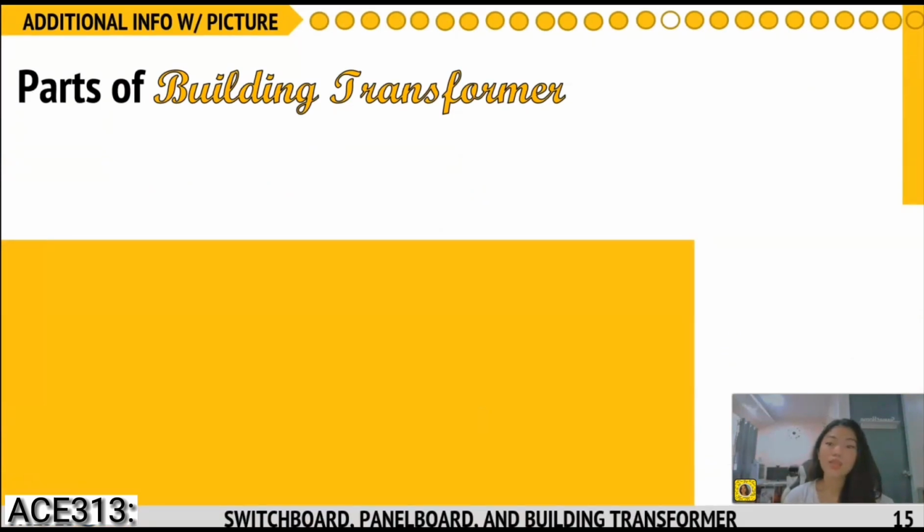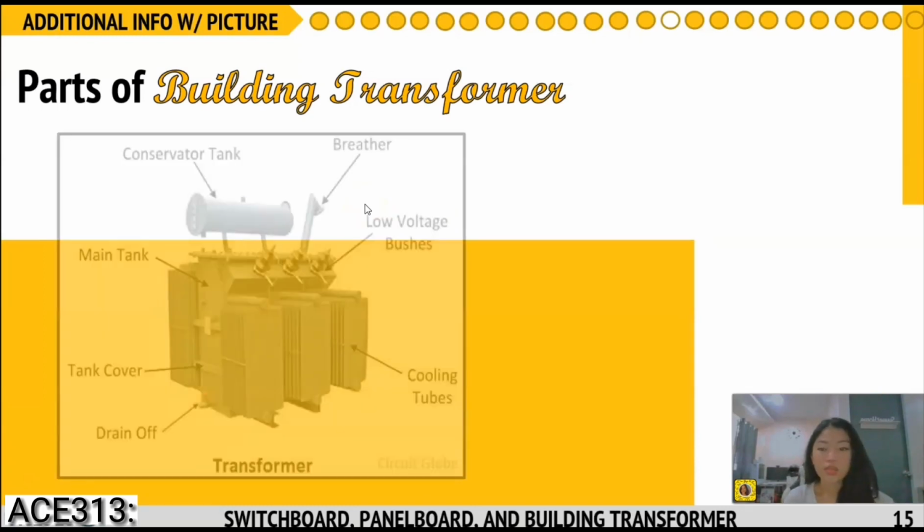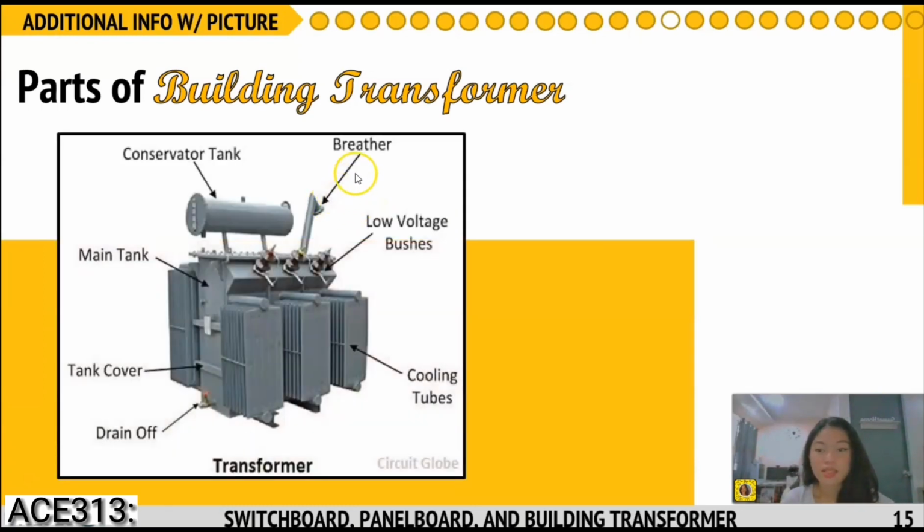In the next slide, we're going to tackle the parts of a building transformer. So, are you curious what the parts of a building transformer are? So, here it is. This is a breather. This is a low voltage bushing. This is a conservator tank. This is a main tank. This is a tank cover. This is a drain off. And this is a cooling tube.